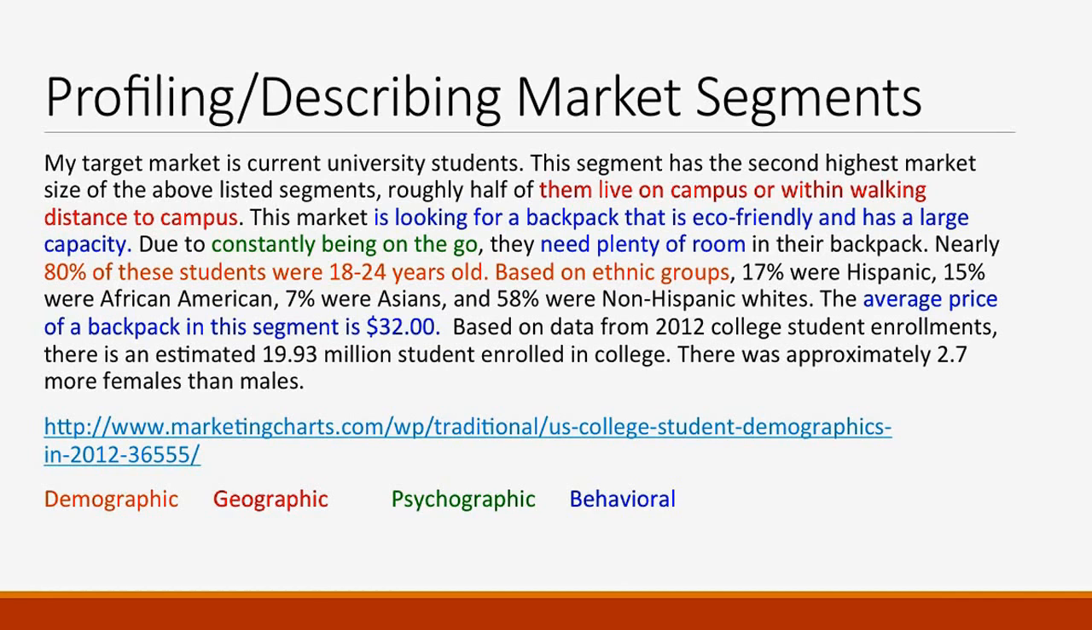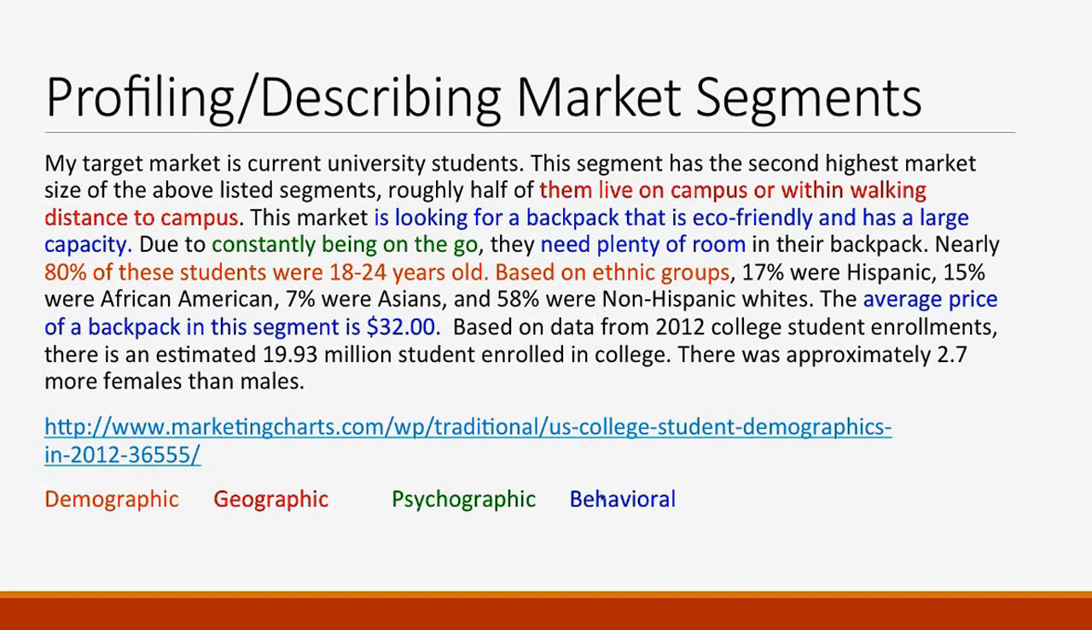So, for example, for this backpack that is targeting university students, geographically, they identify that most of them will live on campus or within walking distance. When it talks about behaviorally, they're looking for a backpack that is eco-friendly and has large capacity and need plenty of room. When we talk about them demographically, we know that the majority of them are 18 to 24 years old, and we even understand their ethnic background.